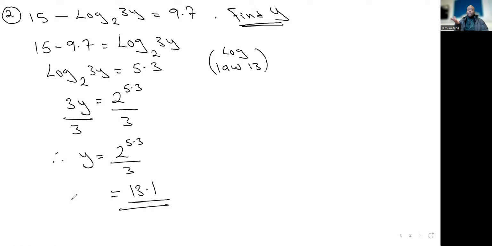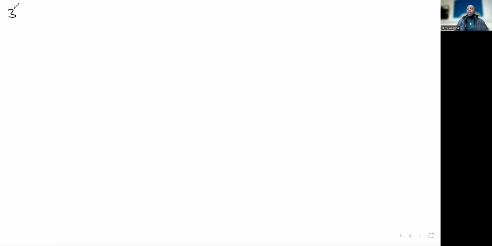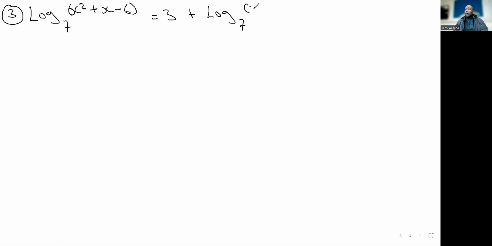Okay, so let's step it up a bit now. Number 3. Now let's have this question. We have log base 7 of x squared plus x minus 6 is equal to 3 plus log base 7 of x squared plus 4x plus 3.